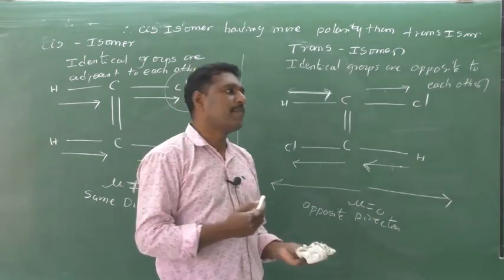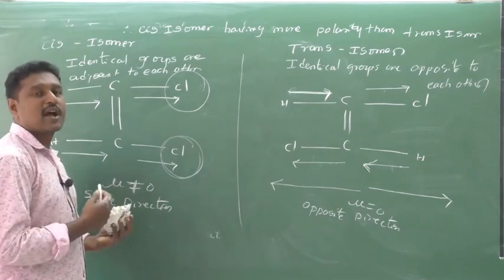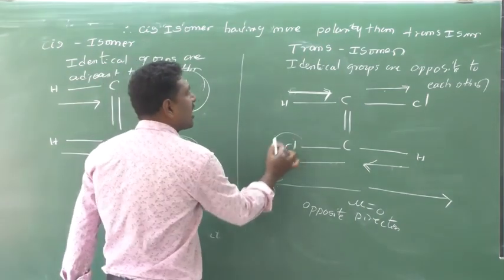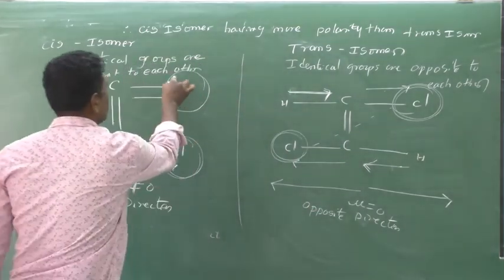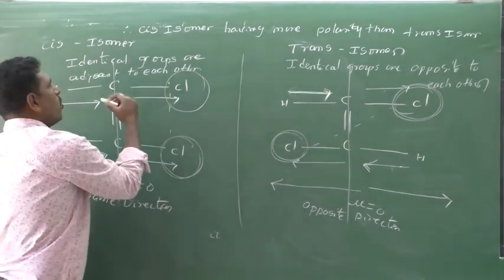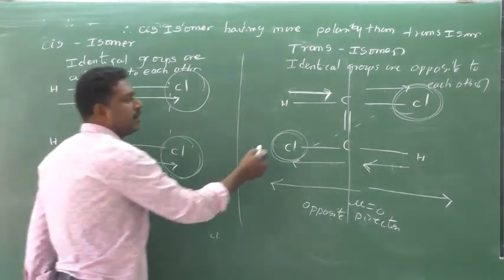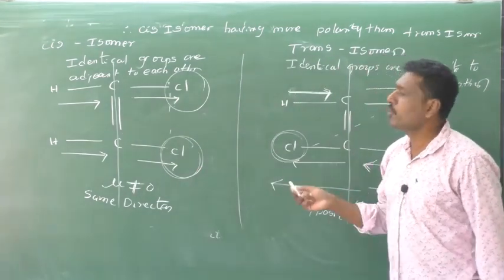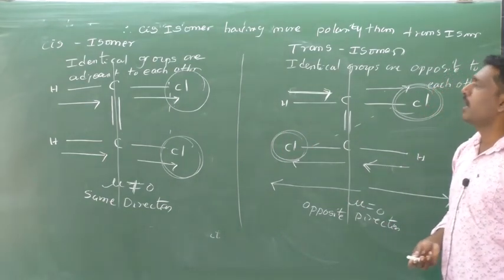Because of dipole moment, we confirm that the cis isomer has more polarity than the trans isomer. In the case of the trans isomer, identical groups are in opposite directions. Here they are in the same direction. If it is considered as a plane, these chlorine atoms are on the same side of the plane here, and here the chlorine atoms are on opposite sides of the plane. Therefore, this is also a very, very important way to separate cis and trans isomers.